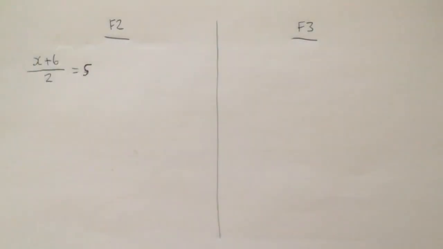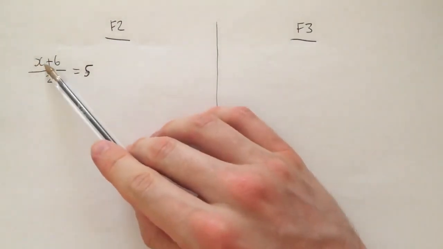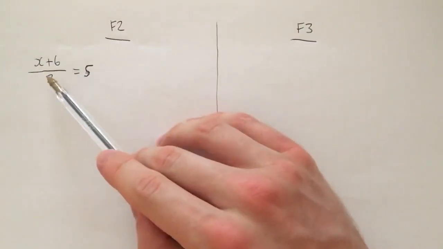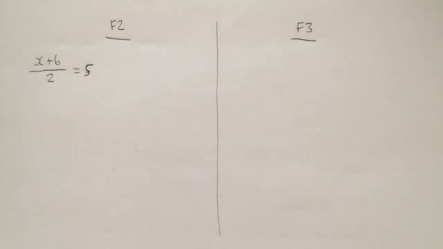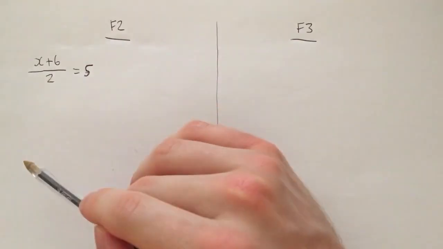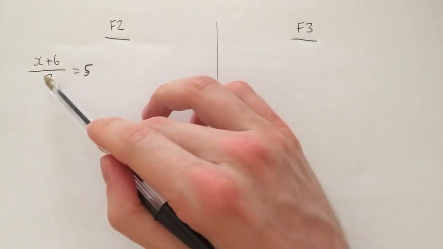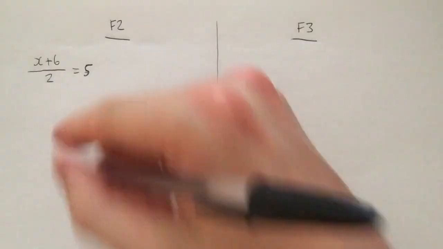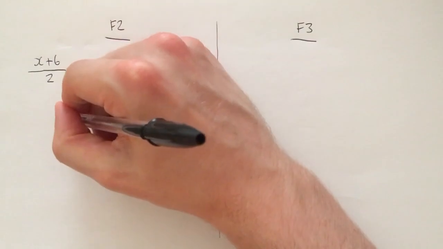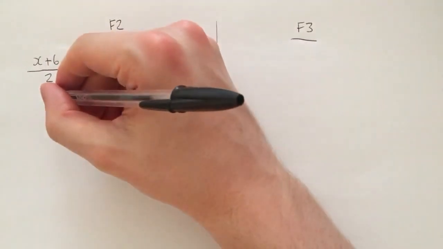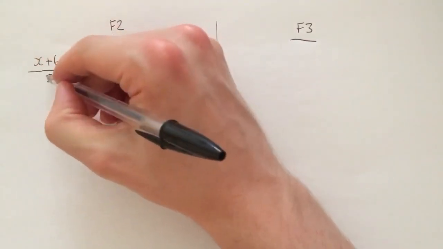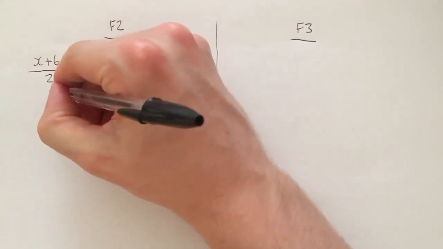So let's write down what we see here. We see x plus 6 divided by 2 equals 5. So the last instruction we gave was divided by 2. We did x plus 6 divided by 2 equals 5. So therefore, because the divided by 2 was the last thing I said, the first thing I'm going to do is multiply by 2, do the inverse of that last instruction. So x plus 6 divided by 2 equals 5, so therefore I must times by 2 first.